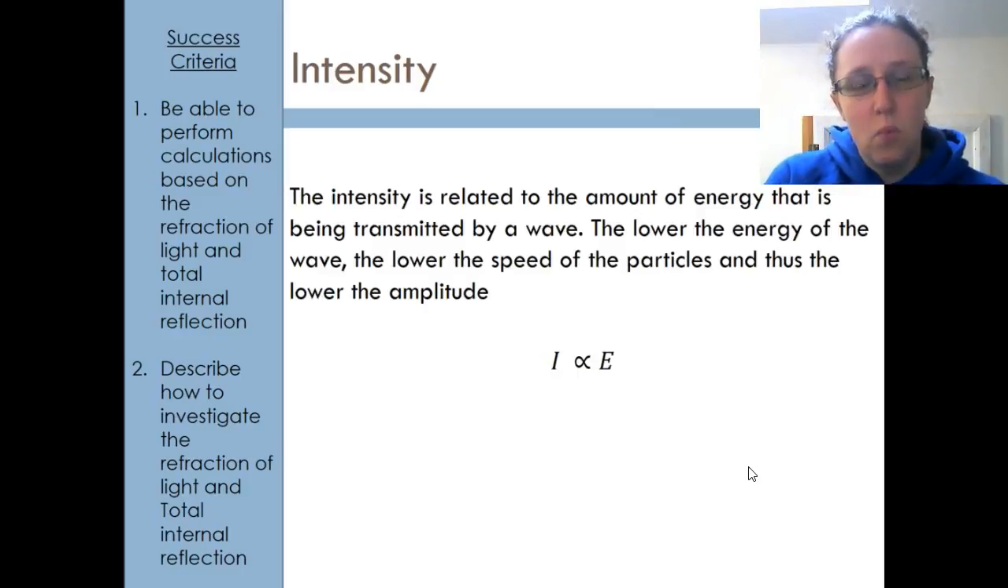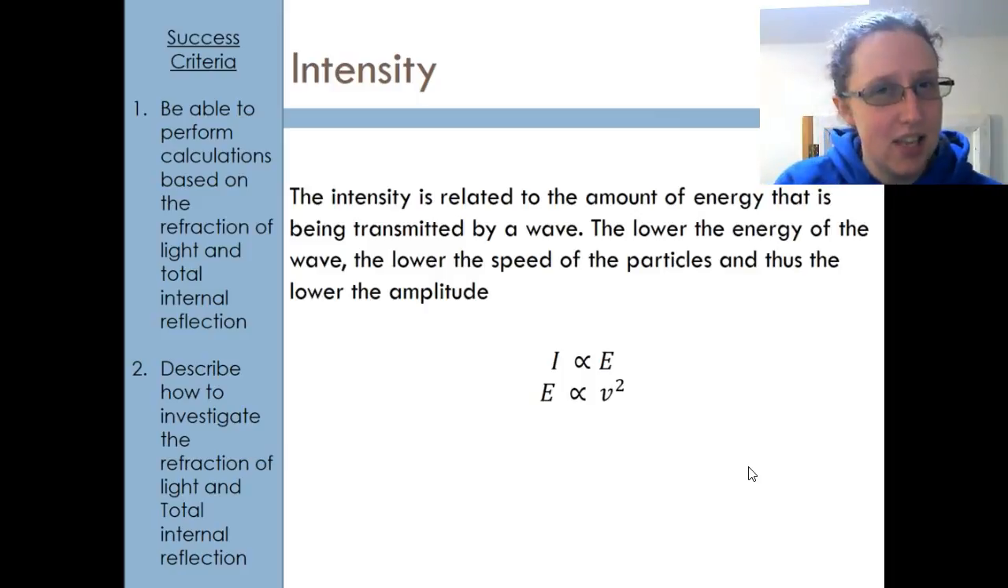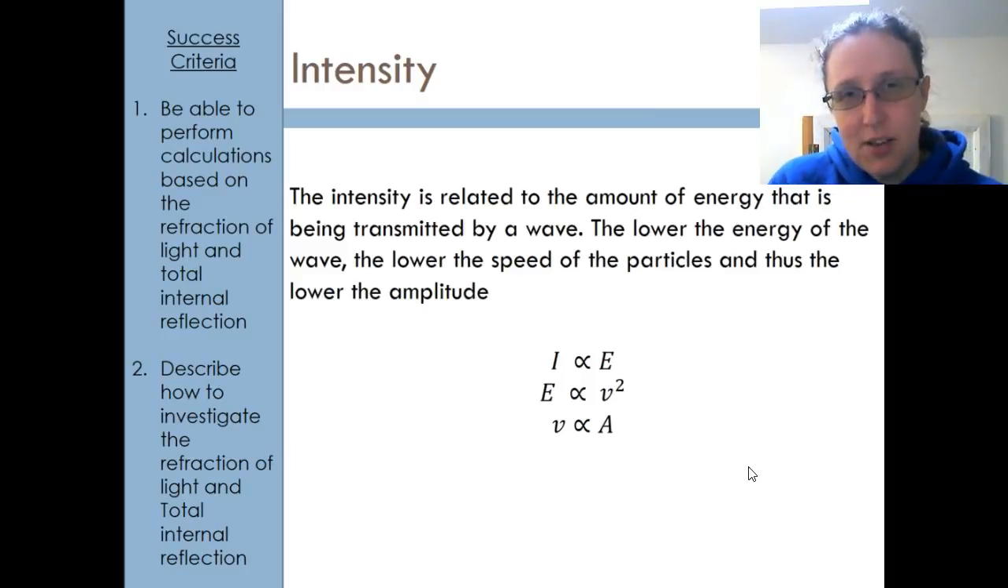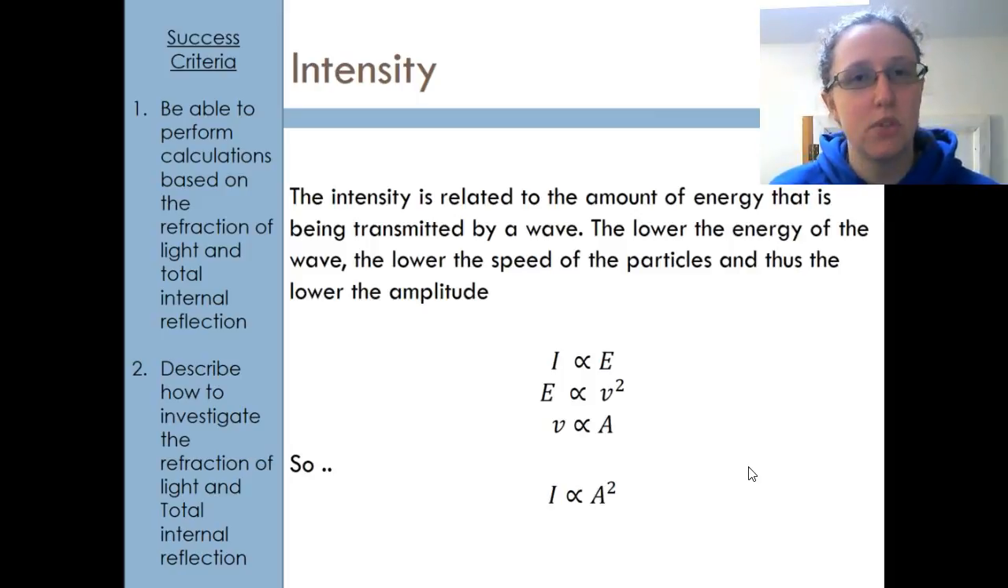So if I start with saying intensity is proportional to energy, well, that makes sense, we should be fine with that. And the energy, the kinetic energy, is proportional to v squared, because kinetic energy equals half mv squared. And the speed, v, is proportional to the amplitude. Now if I combine those three things together, it gives me a relationship between intensity and amplitude. And it tells me that intensity is proportional to amplitude squared.